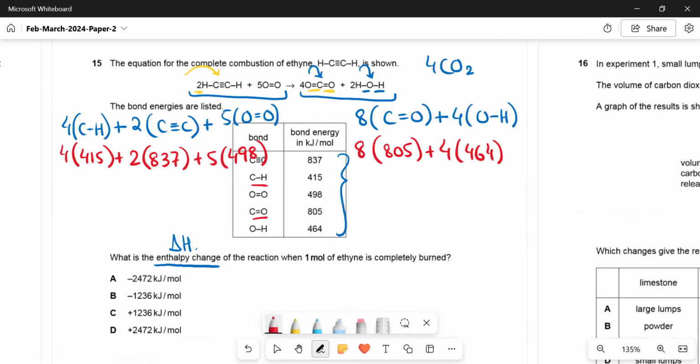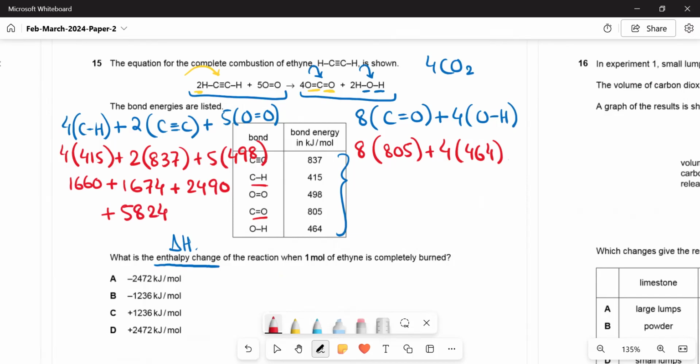We have 4 multiplied by 415, it's 1660. Next, 2 into 837, it will be 1674, plus we have 5 multiplied by 498, 2490. Let's add all of them together: 2490 plus 1674 plus 1660. And it gives us the answer 5824. Now let's calculate for the products.